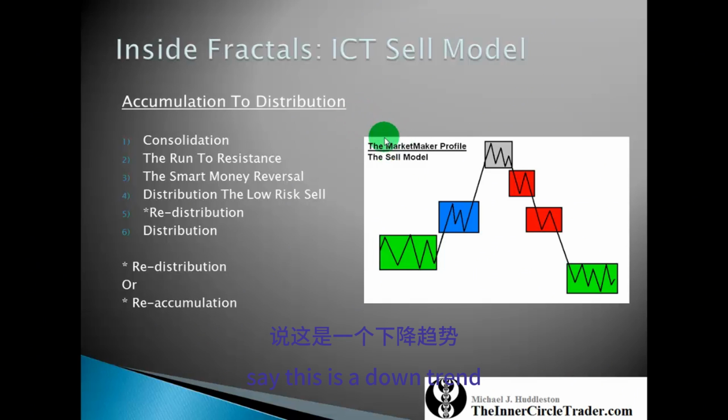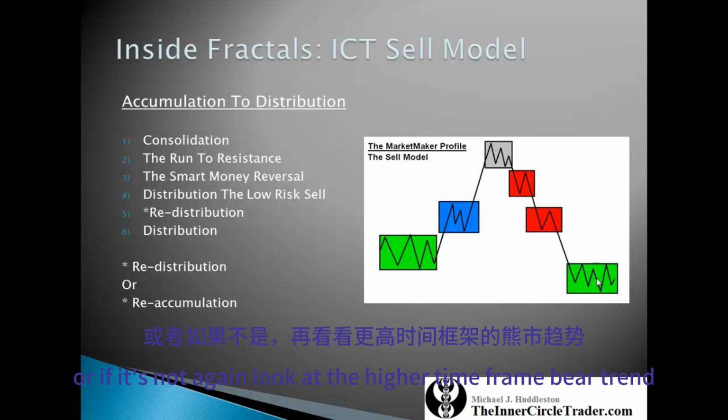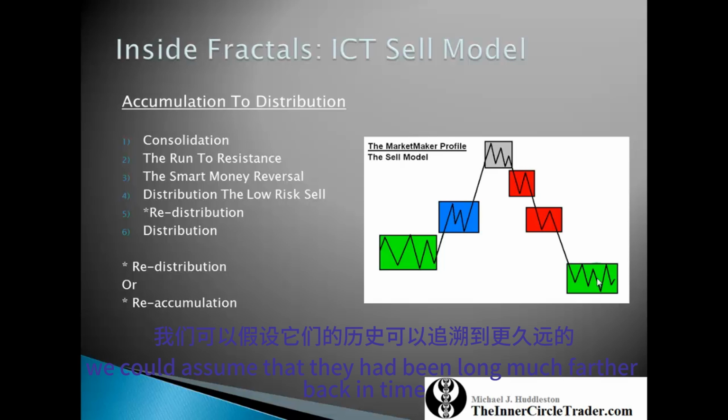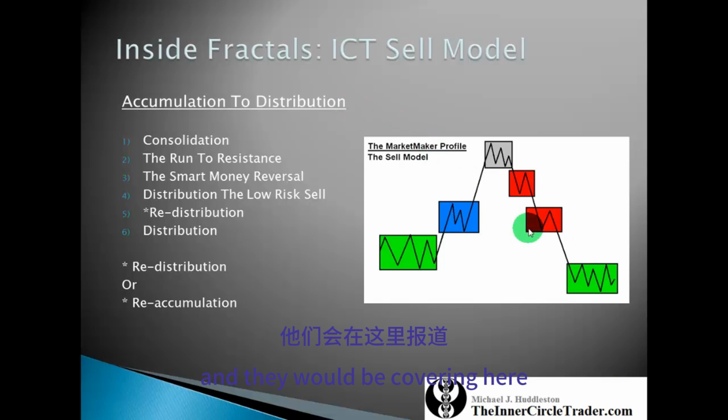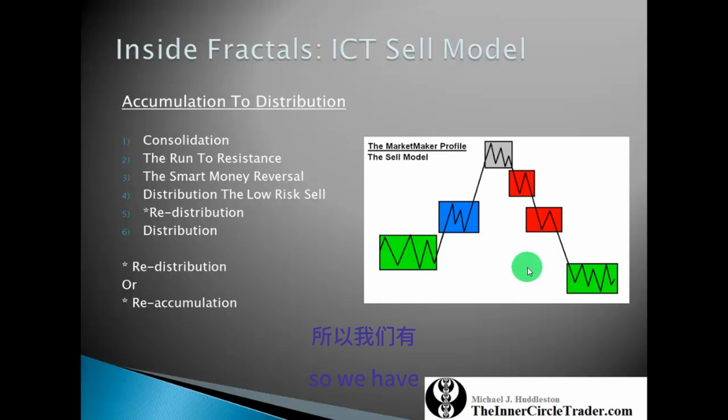Say this is a downtrend. This would be a classic selling in a down market, selling it up here. Well, if they sold it here, they can distribute those shorts or cover them basically here. Or if it's again like a higher time frame bear trend, we could assume that they had been long much farther back in time, and they would be covering here after they neutralize the orders that would be resting below here. Okay, so we have a couple different ways to use this price pattern, just like we discussed in the buy model.